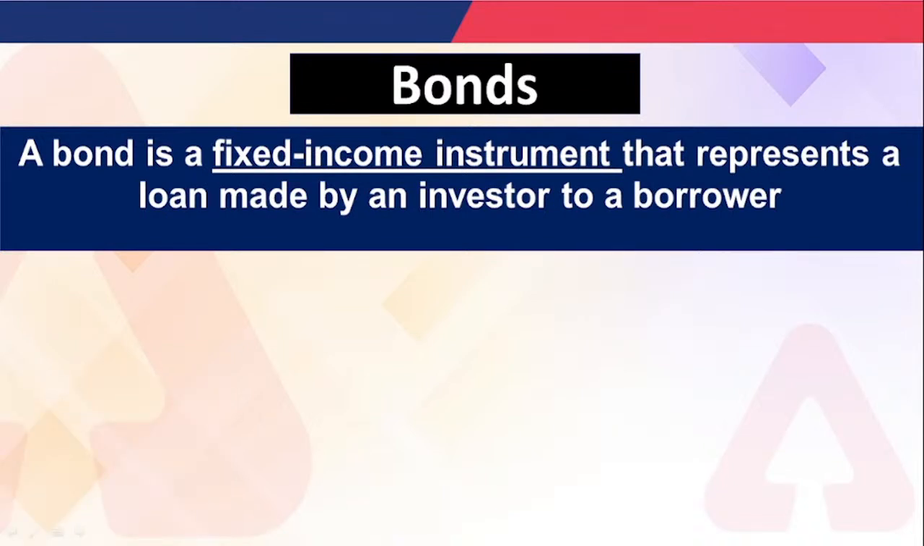So what is a bond, and what do we understand by a bond? In the definition, a bond is a fixed income instrument that represents a loan made by an investor to a borrower. So the questions are: why is a bond known as a fixed income instrument? Who is the investor, and who is the borrower in the case of a bond?